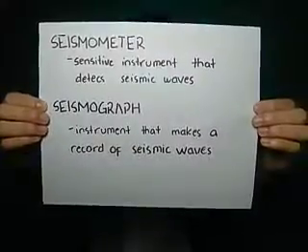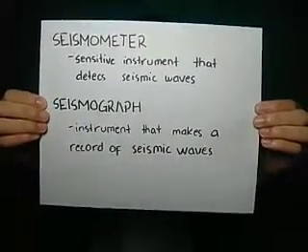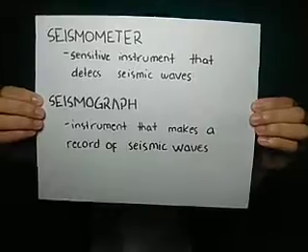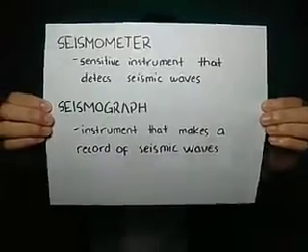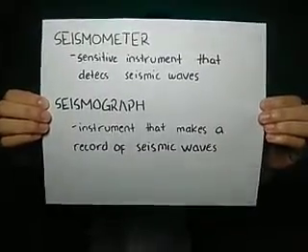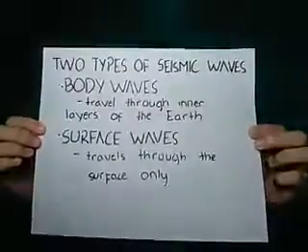The recorded seismic activities are shared with other scientists in different parts of the world in order to classify the speed, frequency, and other factors of the seismic waves. There are two types of seismic waves. They are the body waves and surface waves.